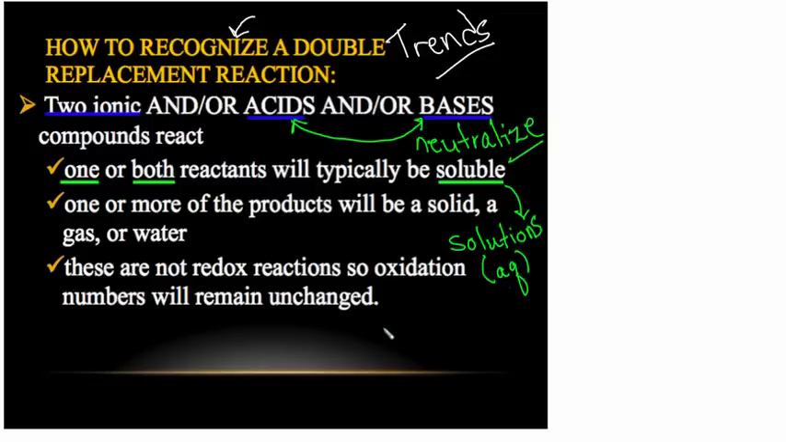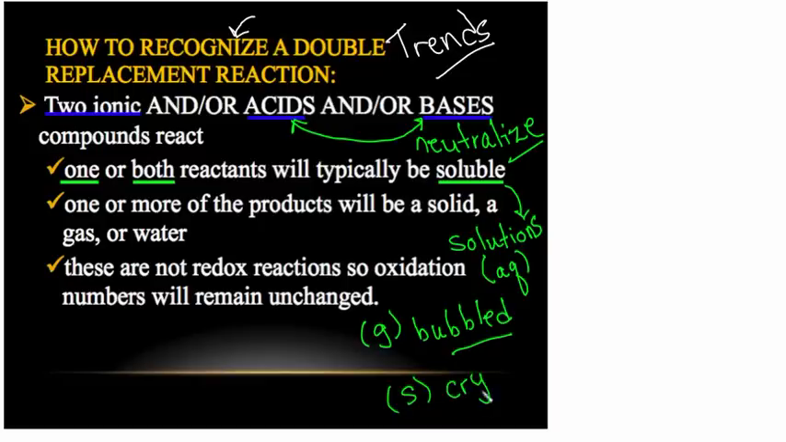Now, it's also possible that we have a gas, and the people writing the question may use the words bubbled through. So, I took some hydrogen sulfide gas, since it's double replacement, and bubbled it through the solution. There may be solids involved, and it may say solid, or you may see a word like crystals of. So those are some of the things you want to take a look at.